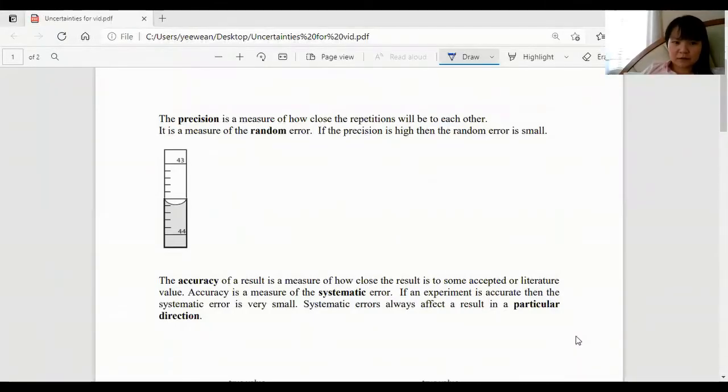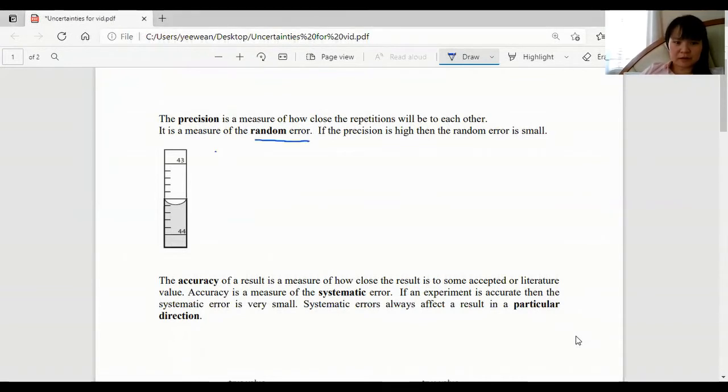This video is for the revision of presenting uncertainties. First, we'll revise what is precision. Precision is how close our results are if we repeat the experiment. So it's to measure the random errors.